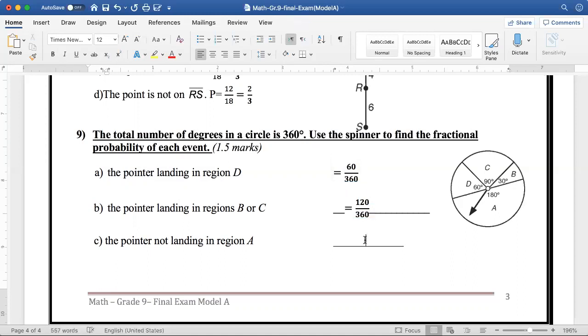The pointer not landing in region A. I have two ways. I can write 30 plus 90 plus 60 over 360, or I can exclude region A from 360 because the total is 360. So I can exclude the measure of angle A from 360 and write the total down. 360 minus 180 is 180.